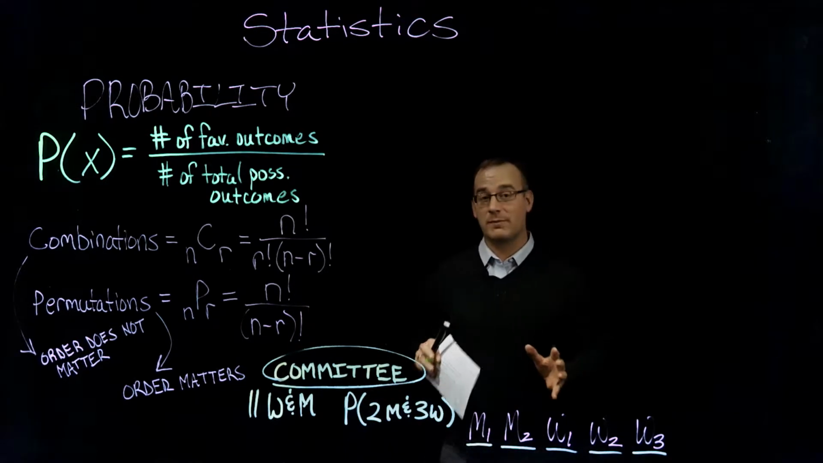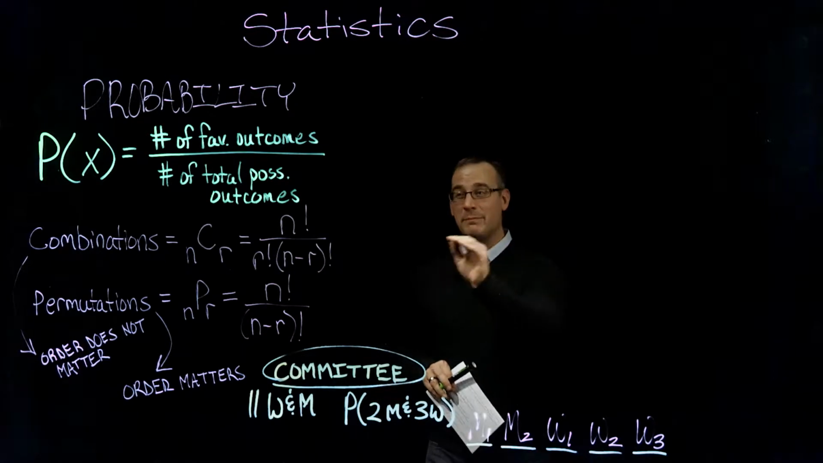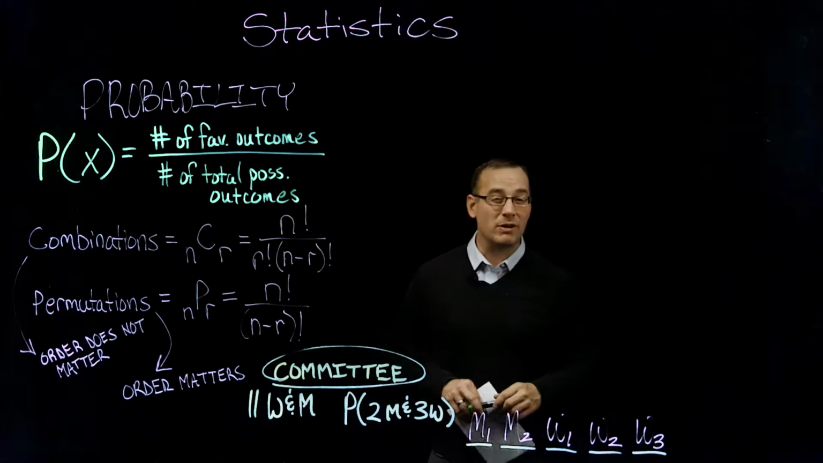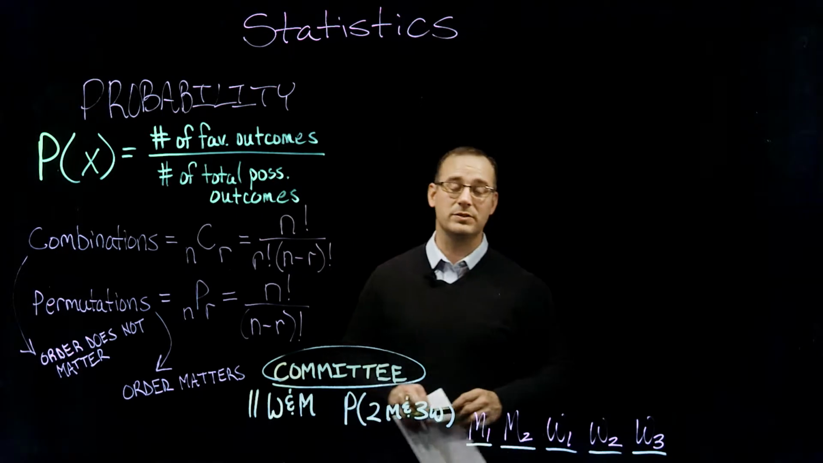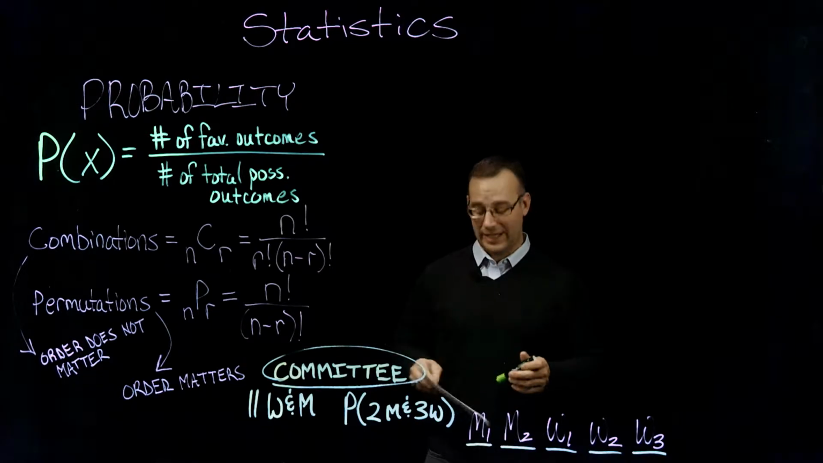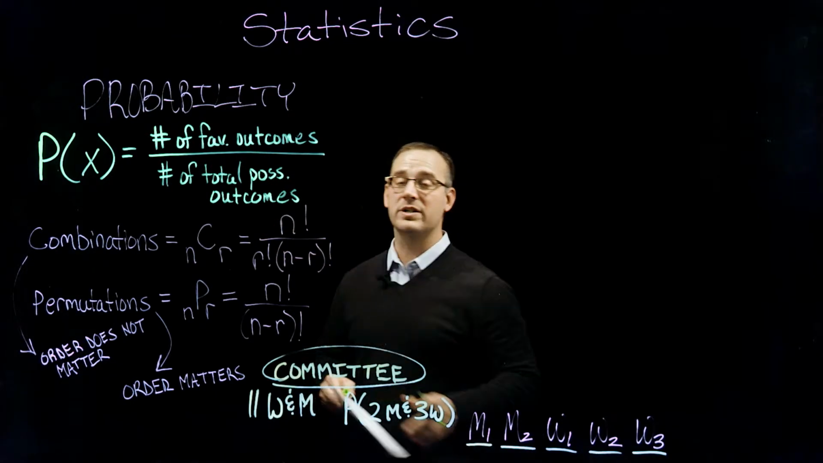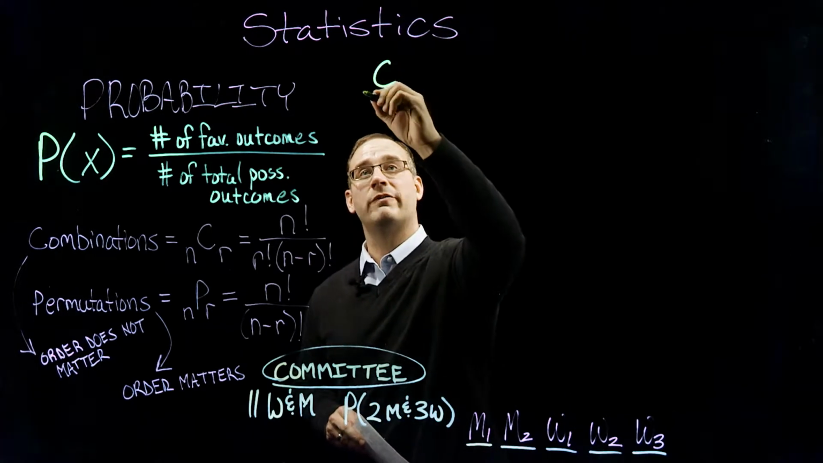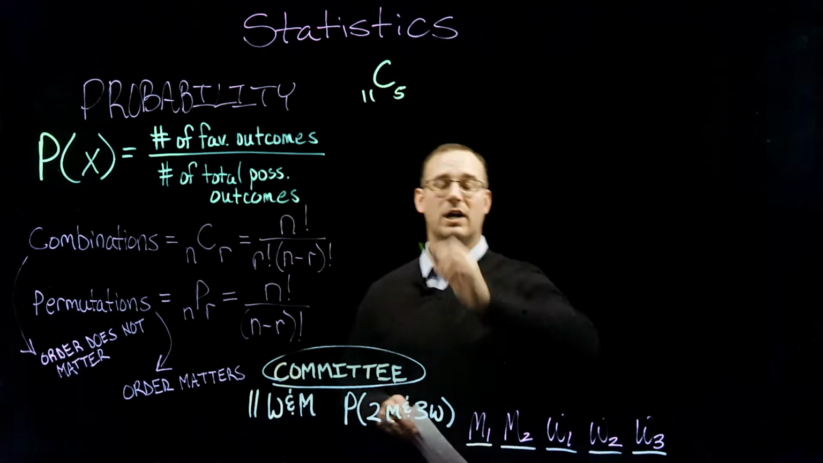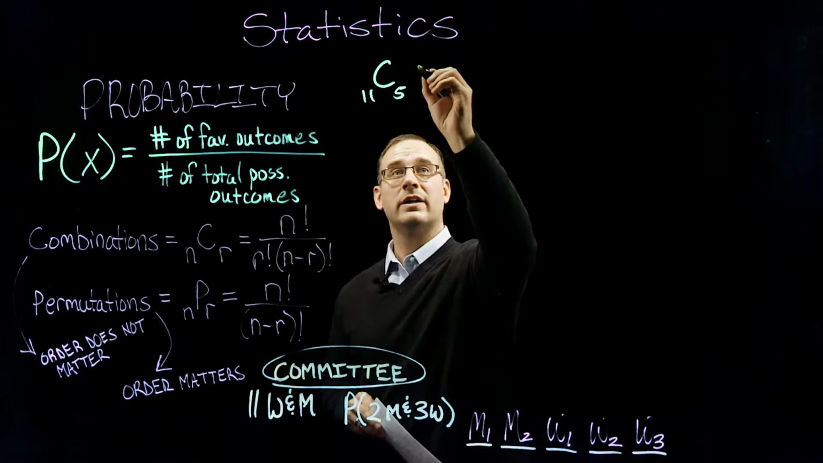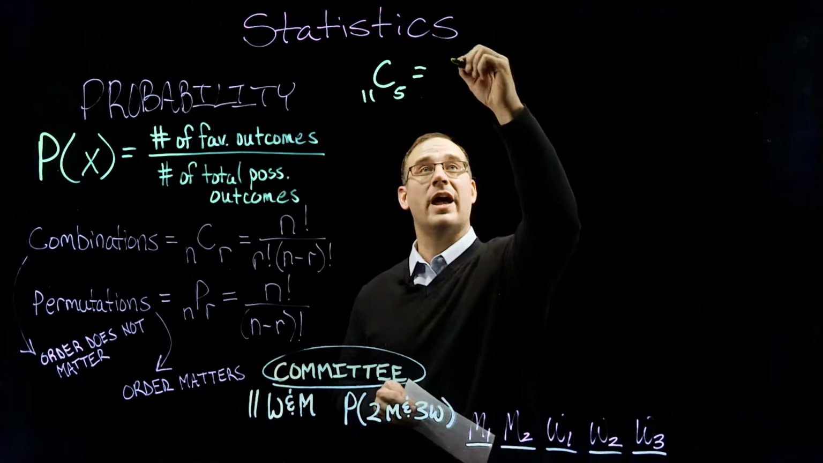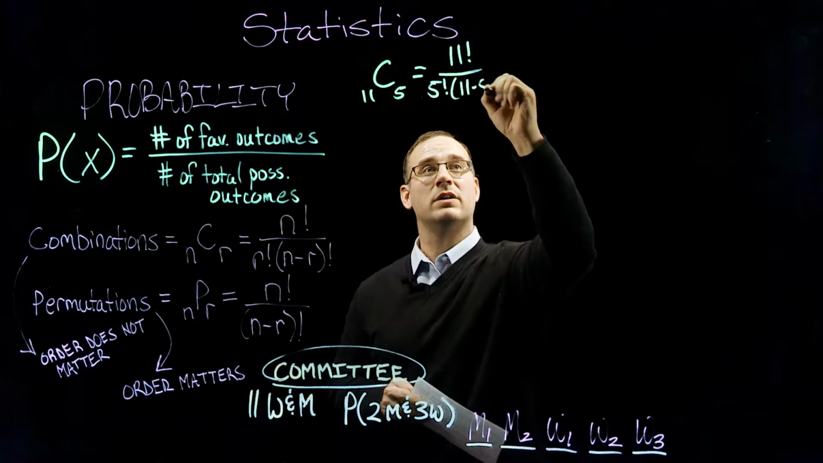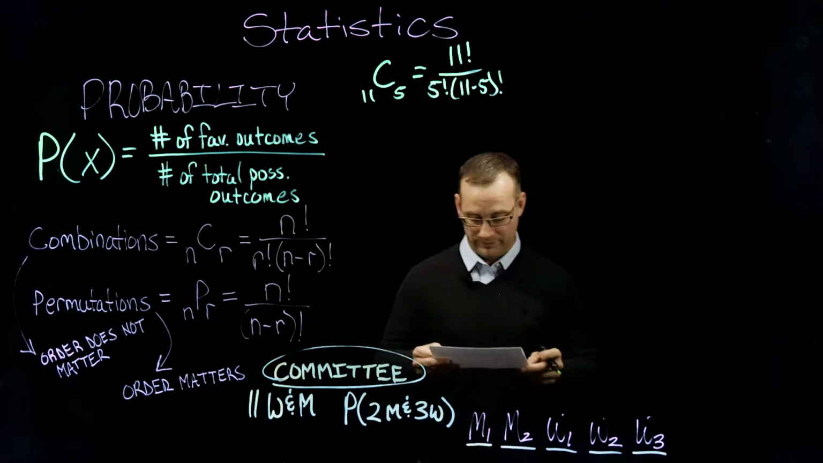Anytime we have an example problem of probability, remember, let's always get back to our probability formula, which is the number of favorable outcomes divided by the number of total possible outcomes. In this case, let's solve for the number of total possible outcomes first. Here we're being asked to solve for how many combinations of 5 out of 11 we can get. So we've got 11 factorial divided by 5 factorial times (11 minus 5) factorial.